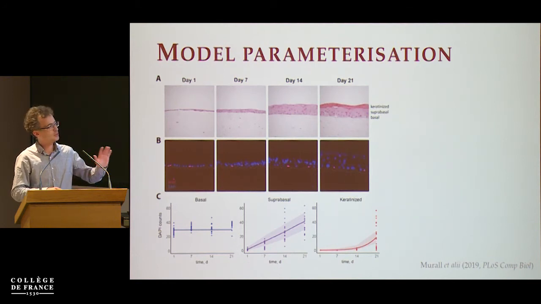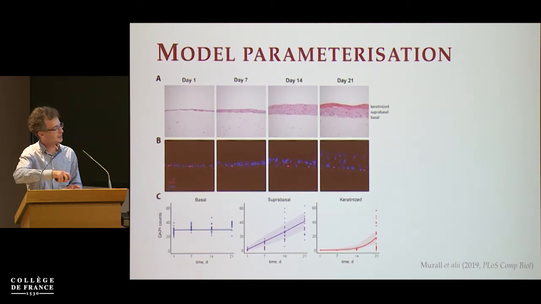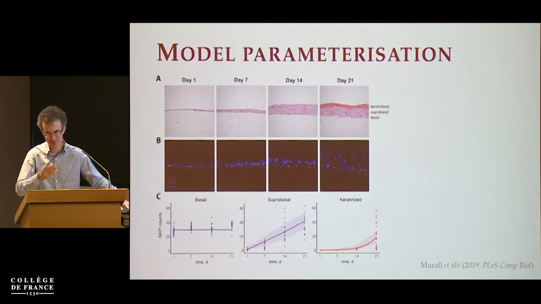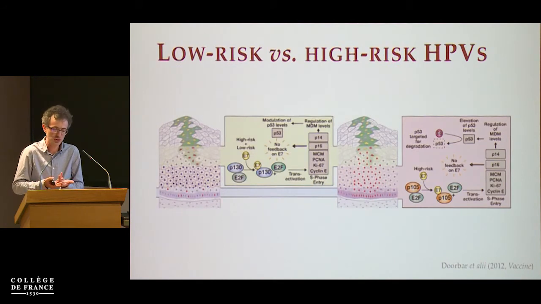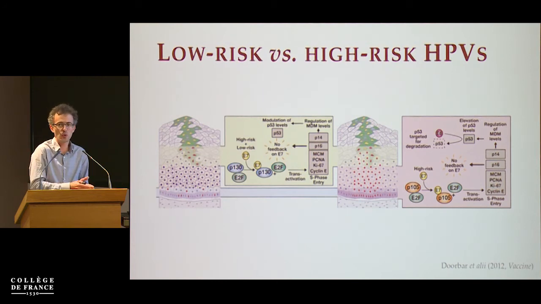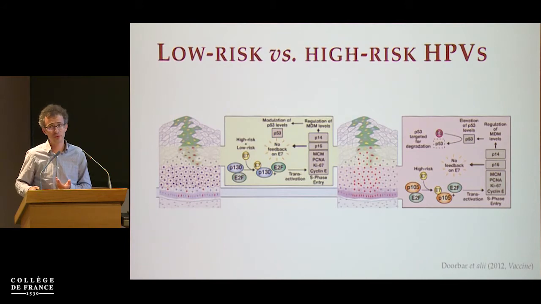Although they use a cell lineage that produces a keratinized epithelium, so it's slightly different. But the idea is that we estimated model parameters, and then we wanted to try and explain why some papillomaviruses will cause warts and others will tend to cause lesions or cancers, because there are hundreds of human papillomavirus types, and the ones that cause cancer, the high risk, they almost never cause warts, and the ones that cause warts, the low risk, never cause cancer.